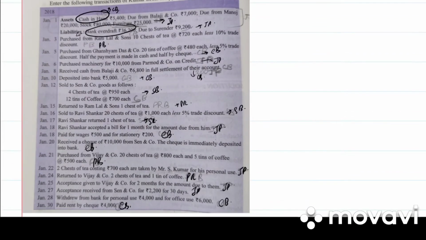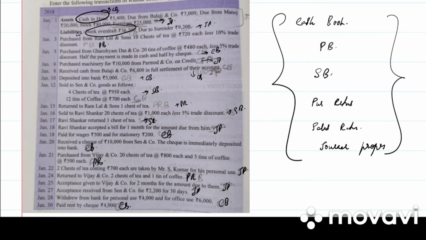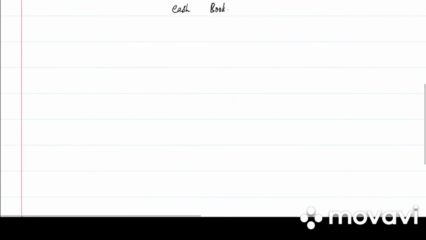So we need to classify all the transactions in cash book, purchase book, sales book, purchase return, sales return, and journal proper. These are the 6 books and each transaction needs to be classified under these 6 books. So first we would be doing the cash book. All the transactions which have been written in the cash book will be written here.